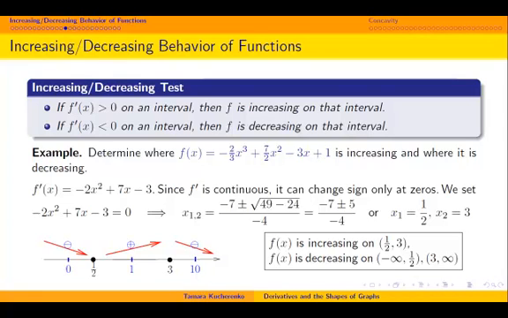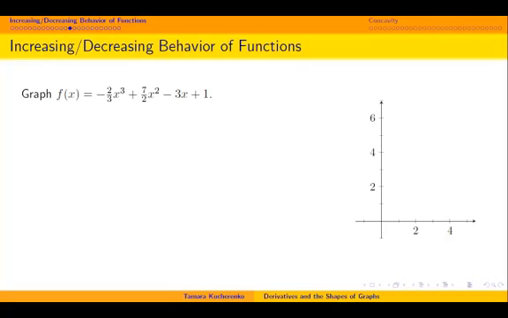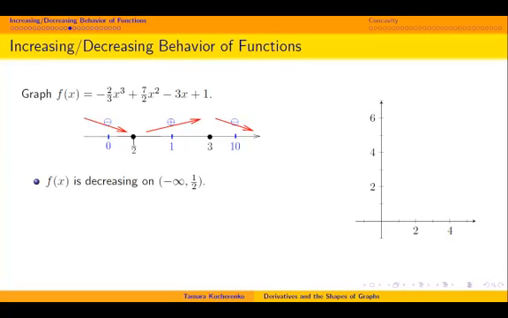To illustrate, we will sketch the graph of this function using the information about its increasing-decreasing behavior. So let's graph f of x equals negative 2/3 x cubed plus 7/2 x squared minus 3x plus 1. We have the following sign diagram. F of x is decreasing on the interval negative infinity to 1/2. This means that the graph falls on this interval.